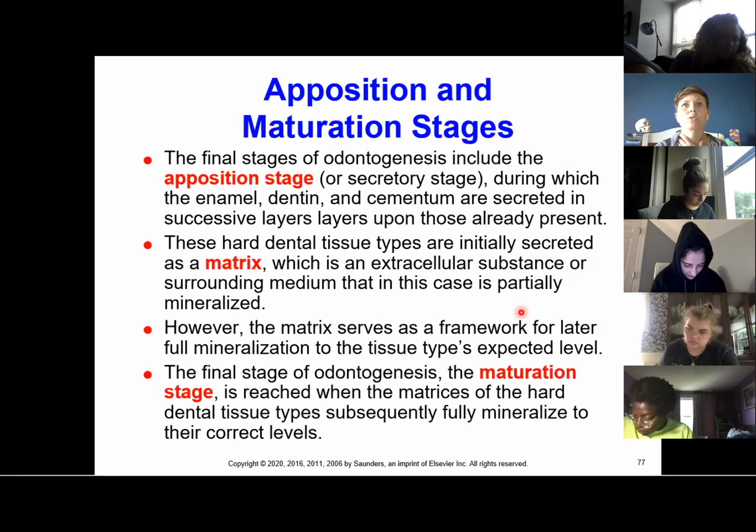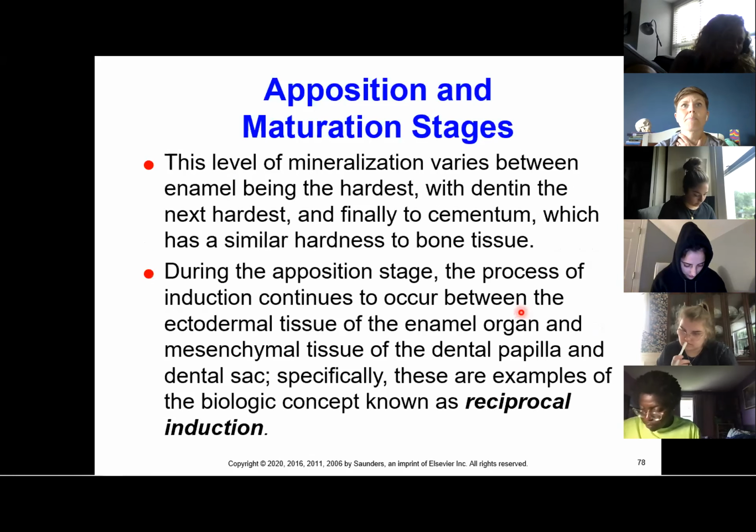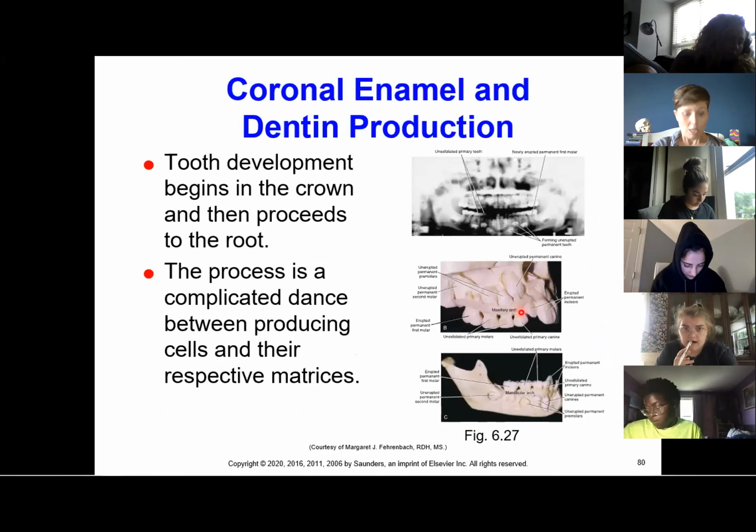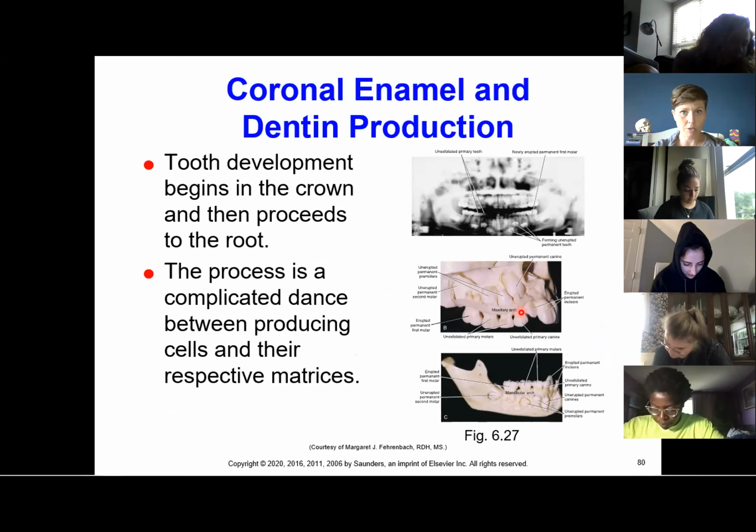All right. So coronal enamel and dentin production. Tooth development begins in the crown and then proceeds to the root. So the way the tooth develops is it's almost like masonry. You start and it builds and it lays on each other.